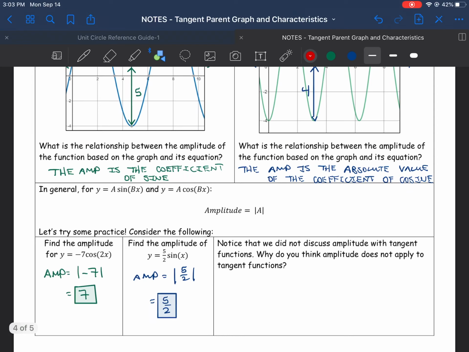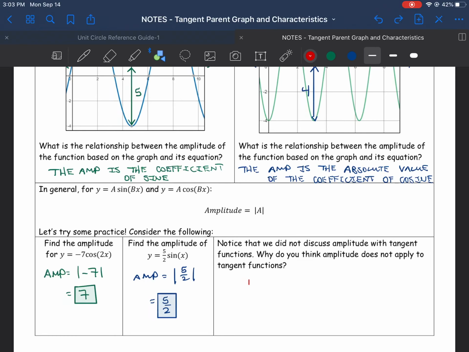And then lastly, we notice that we did not discuss amplitude with tangent functions. Why does amplitude not apply to tangent functions? Well, it's very similar to when we just talked about midline. We don't have a maximum or a minimum because we have our range from -infinity to infinity. So since tangent functions don't have max or mins, we have no amplitude. So it's because tangent functions don't have max or mins.